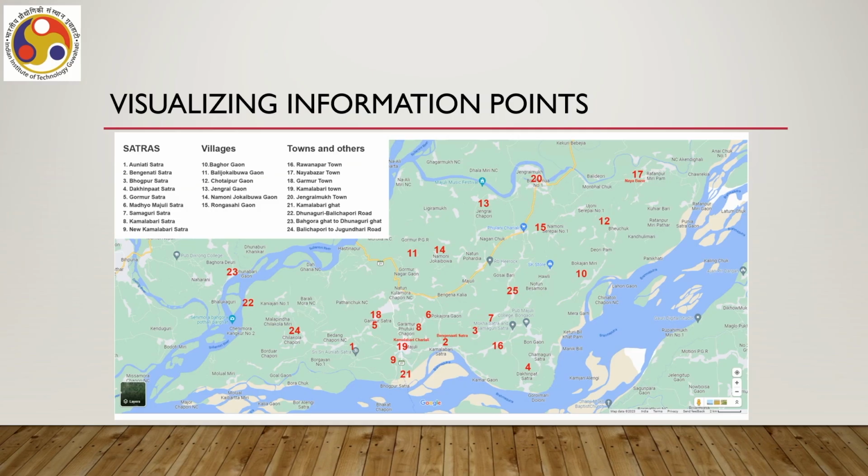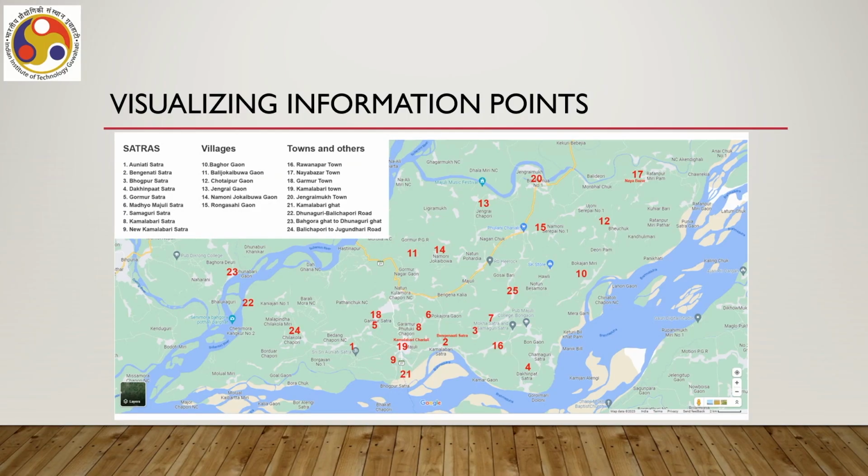Now, based on that interaction and field trips, interaction with the users, user feedback and other things, and also with the need to cover the entire island, we have identified these information points on the island. This we have already introduced earlier, which included 9 satras, prominent satras, then 6 villages, and the rest are towns and other places of importance in that island.